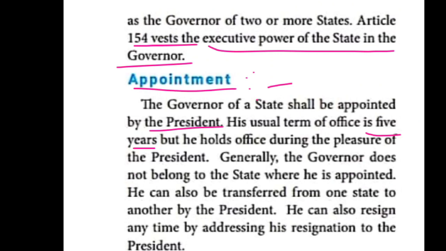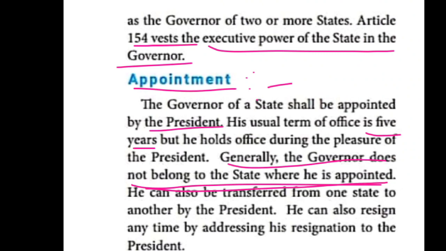The next one: generally, the governor does not belong to the state where he is appointed. Just before, I told you about our governor, Banwari Lal Purohit. He belongs to Maharashtra, but he is working as a governor of Tamil Nadu. He cannot work as a governor of Maharashtra. So that is the point here. The governor does not belong to the state where he is appointed.